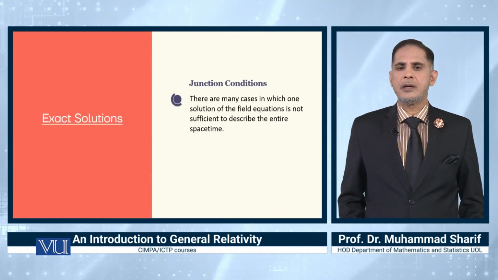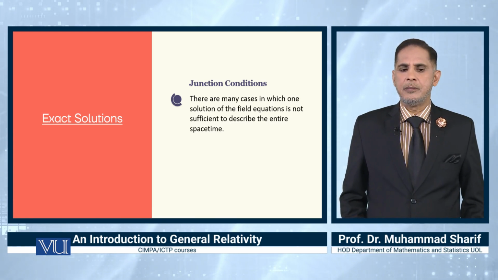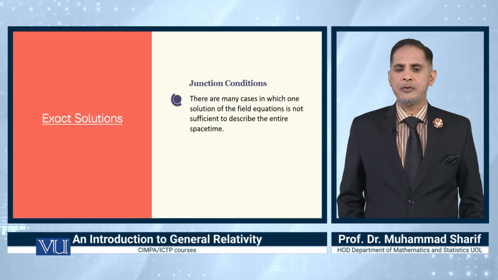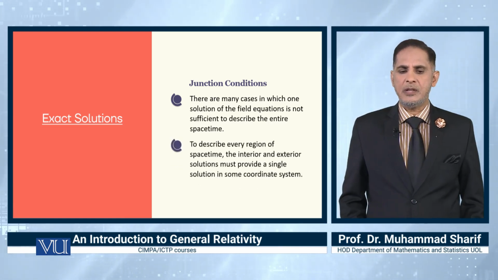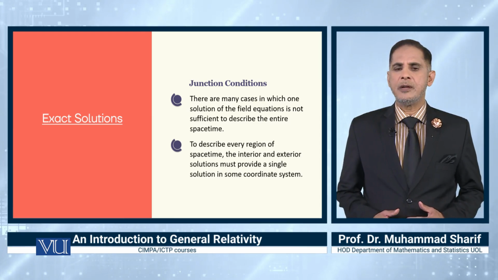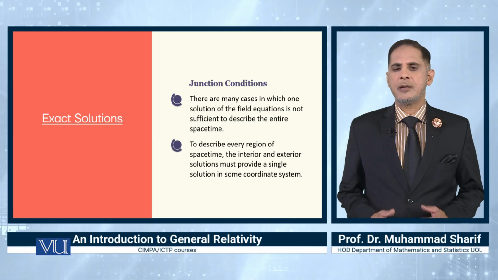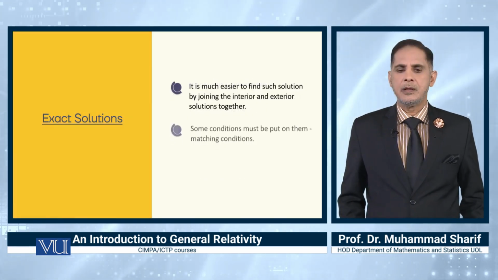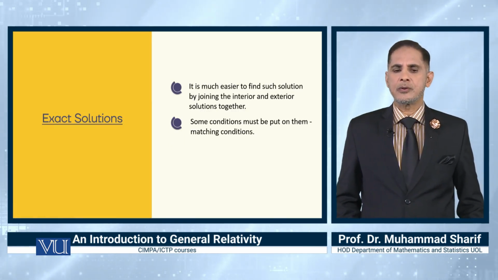Next we discuss junction conditions, because these are very important. For the sake of finding a solution of the field equations, we need these conditions. To describe every region of space-time, the interior and exterior solutions must provide a single solution in some coordinate system. As you know, if we consider, for example, a sphere, we have its interior part as well as exterior part. So, these two parts must be matched at some boundary. It is much easier to find such a solution by joining the interior and exterior solutions together.